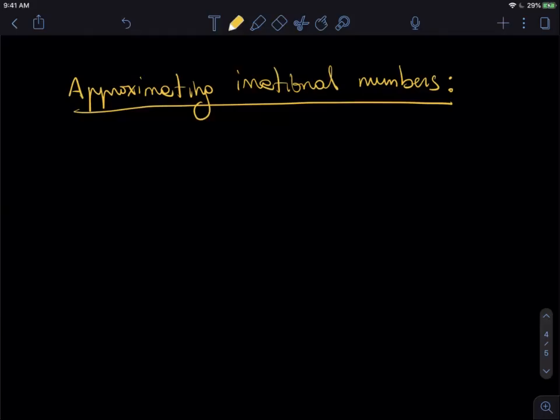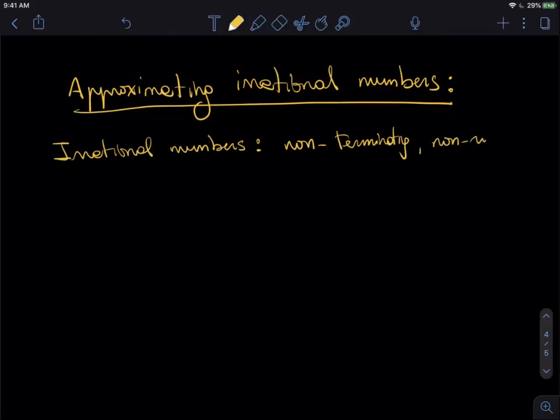Let us discuss in this video the approximation of irrational numbers. So why is this important? So we said that irrational numbers are numbers that have a non-terminating, non-recurring decimal expansion.